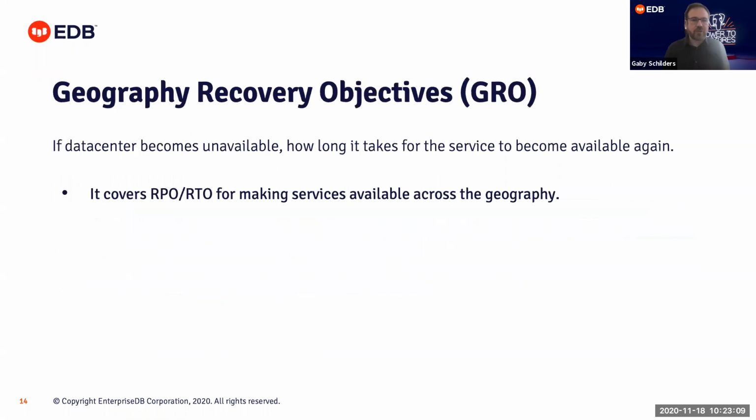Which brings us to the last factor, which is the geographic or geography recovery objective. And that is more applicable to disaster recovery. In other words, if a large part of your infrastructure is gone or afflicted, how fast can you start up the operation with a minimal data loss on a different location? So this is basically an overarching recovery objective that is more applicable to large scale issues in your infrastructure.